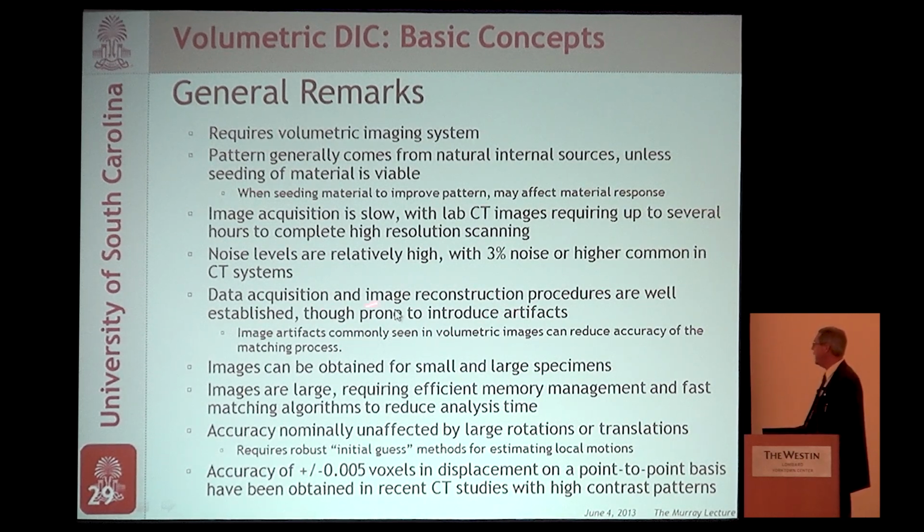Data acquisitions are well known now. There is a problem with artifacts due to the imaging process. The reconstruction algorithms used will introduce artifacts. Unless you want to change that and write your own, you have to deal with those. We can get this for small or large specimens. The smallest I've done personally is 10 millimeters by 10 millimeters by 10 millimeters. I've seen others that have done far smaller than that, but that's the smallest I've done. The images are large. If you're going to use standard CT imaging systems with standard reconstruction, they're big. You have to deal with that, and memory management becomes a problem.